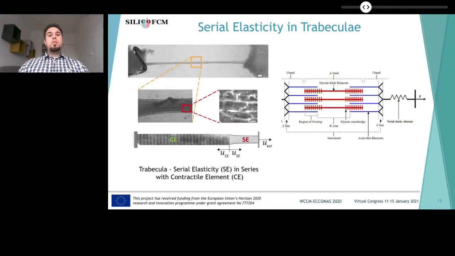The origin of trabecula series elasticity is quite complex and might include muscle fiber alignment and connective tissue serial elasticity, as shown in a rat ventricular trabecula in the left panel. The highest magnification shows stratifications along muscle fibers as well as imperfect alignments and gaps between and along muscle fibers.